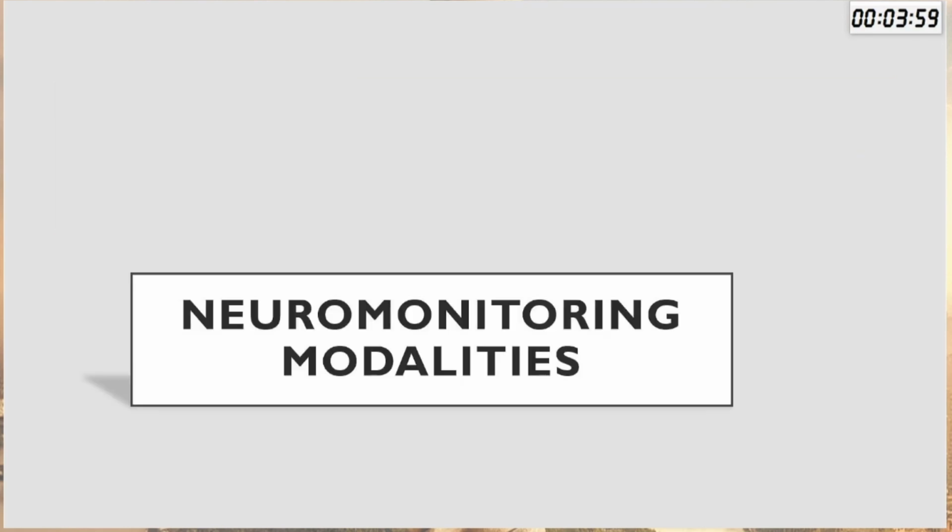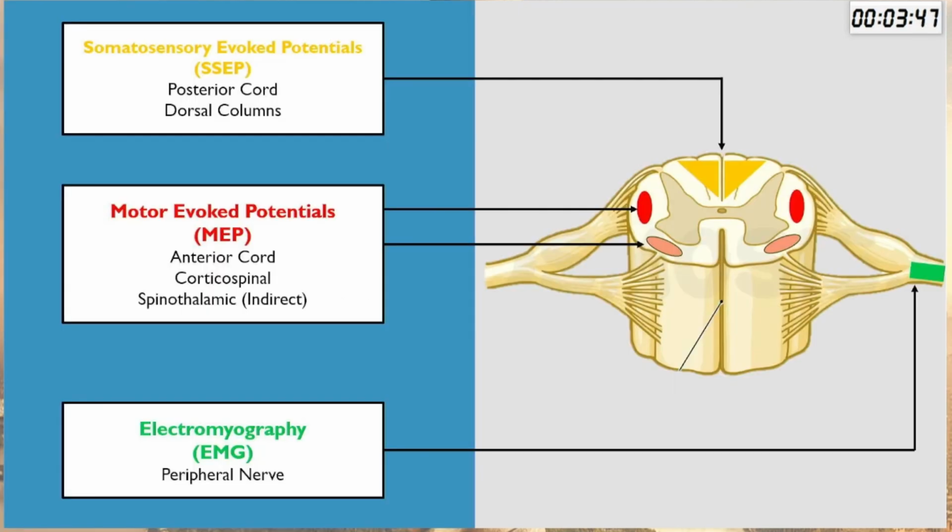Now, during the surgery, we will have neurophysiological neuromonitoring, and we will have a neurophysiology technician with us. The modalities he will rely on to monitor the spinal cord activity are the somatosensory evoked potentials, which reflect the posterior cord function, mainly the dorsal columns, and the motor evoked potentials, which reflect the anterior cord function by monitoring the corticospinal tract function and indirectly the spinothalamic tract. And he will use the EMG to monitor the peripheral nerves.